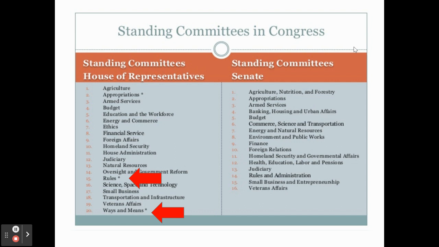Like how long can bills be debated for? What changes can be made to them? That doesn't really exist in the Senate because debate is a lot less structured because there are so many fewer members in the Senate than there are in the House of Reps. So these are generally the only two that have shown up on the AP test multiple times in the past.